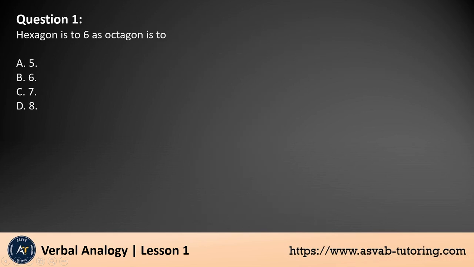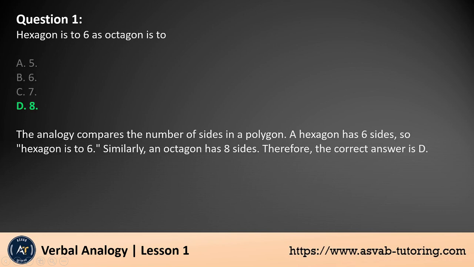Question 1. Hexagon is to 6 as octagon is to: A. 5, B. 6, C. 7, D. 8. The answer is D. The analogy compares the number of sides in a polygon. A hexagon has 6 sides, so hexagon is to 6. Similarly, an octagon has 8 sides. Therefore, the correct answer is D.